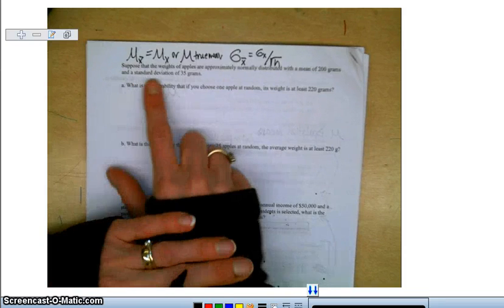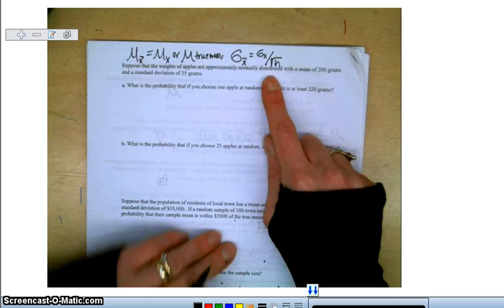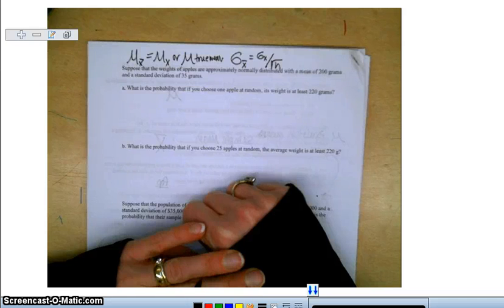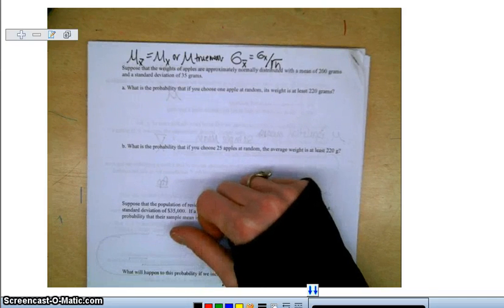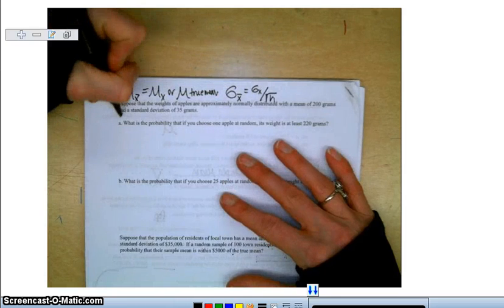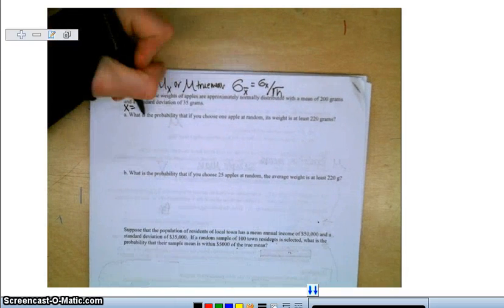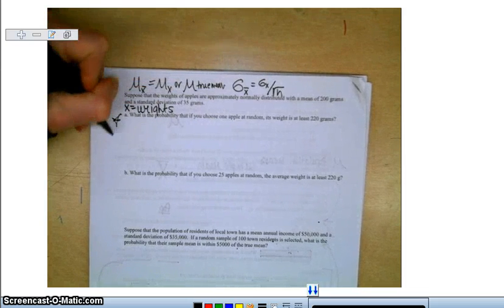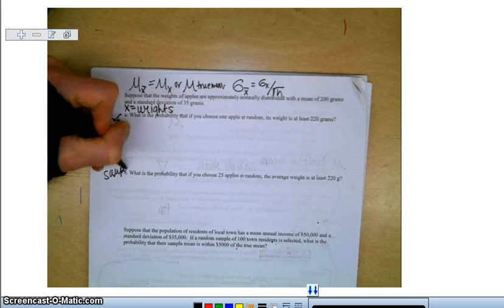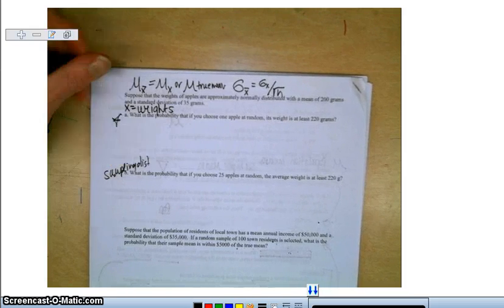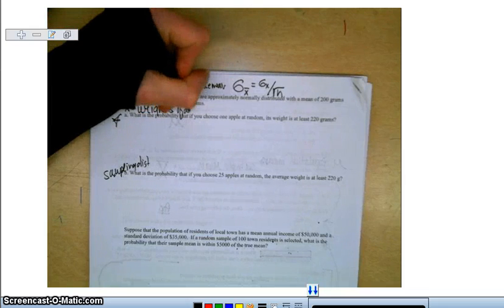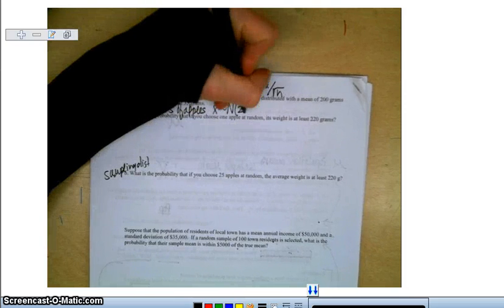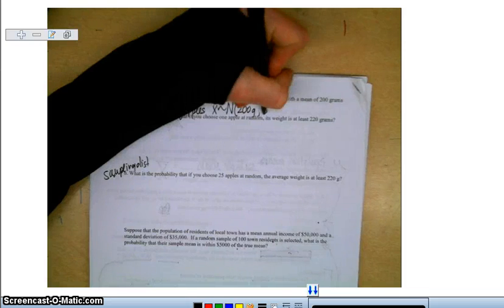So, suppose the weights of apples are approximately normally distributed with a mean of 200 grams and a standard deviation of 35 grams. Okay, so the x represents what? Weight of apples. This is actually completely review exactly like we did in chapter 6 for the first part. The second part is the sampling distribution part. So weights of apples. Okay, and x is normally distributed with a mean of 200 grams and a standard deviation of 35 grams.